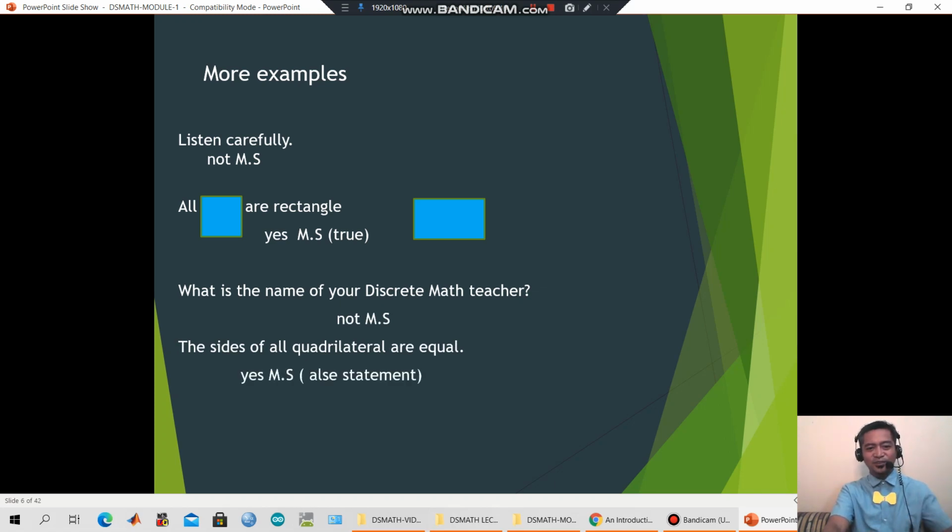Oh, by the way, meron pang sumingit na isa pala. Okay, the sides of all quadrilaterals are equal. Ano to? Ayan, false statement. No? Ayan. Yes, it's a statement.